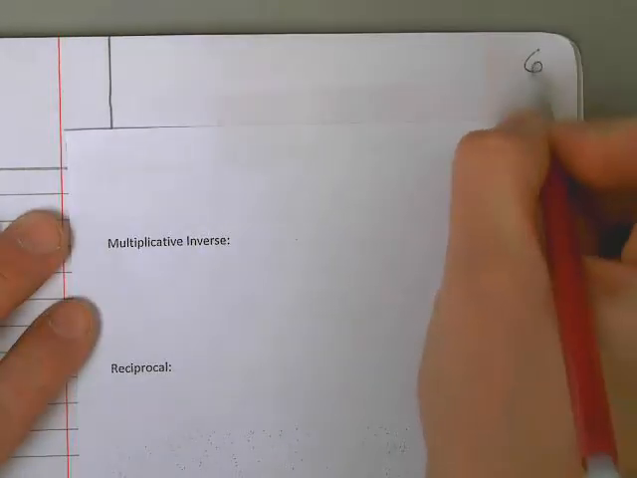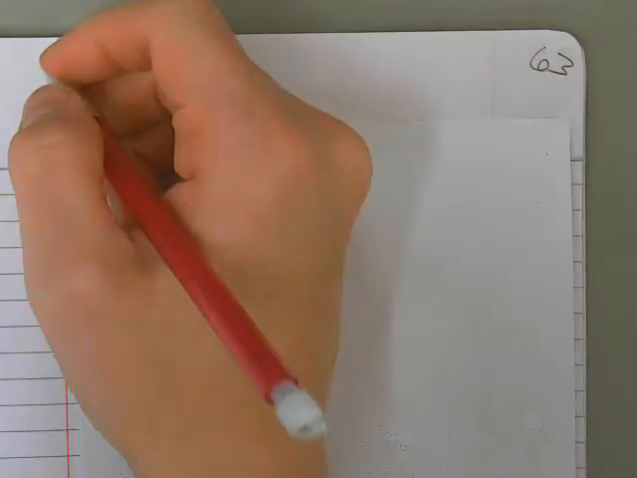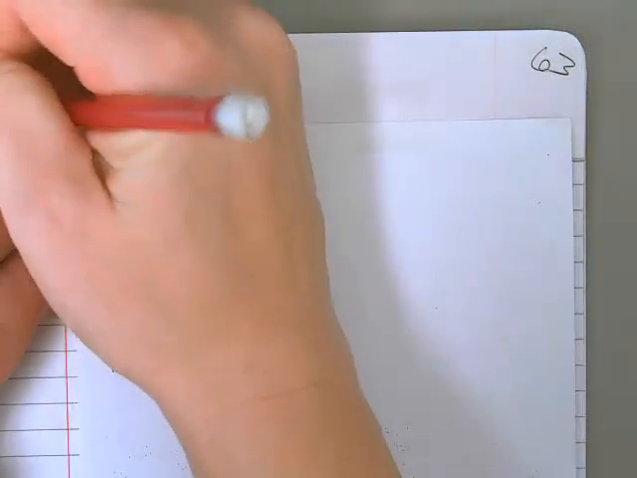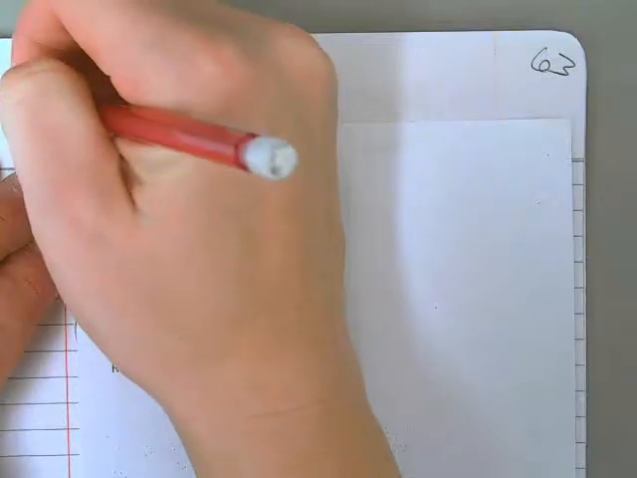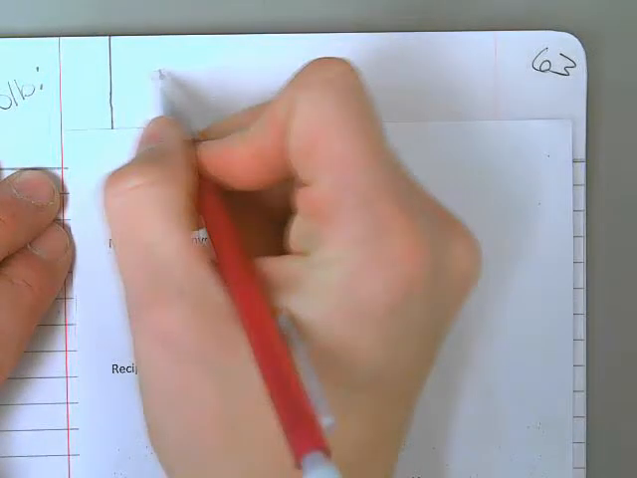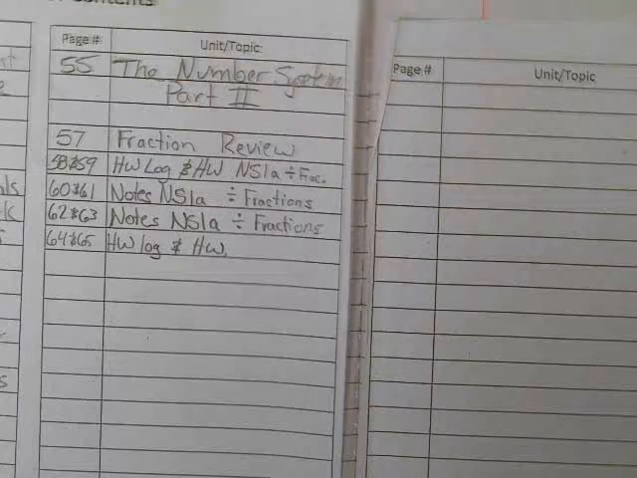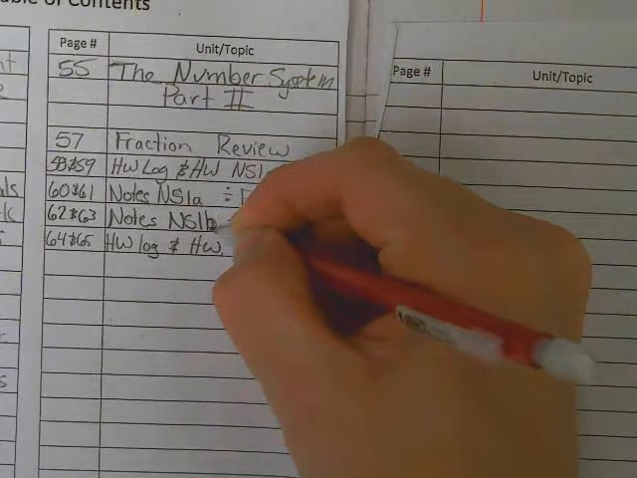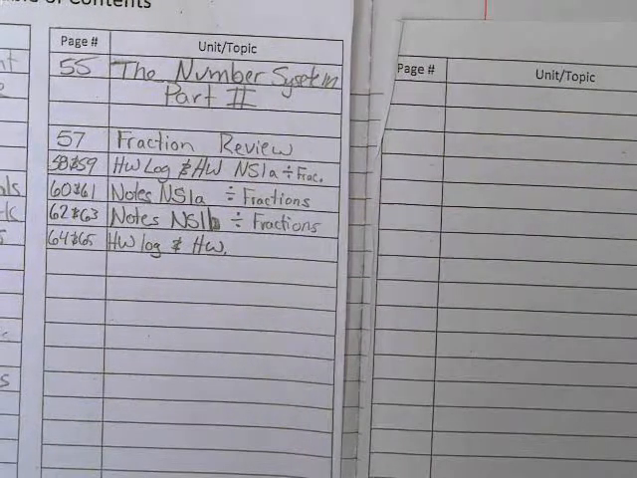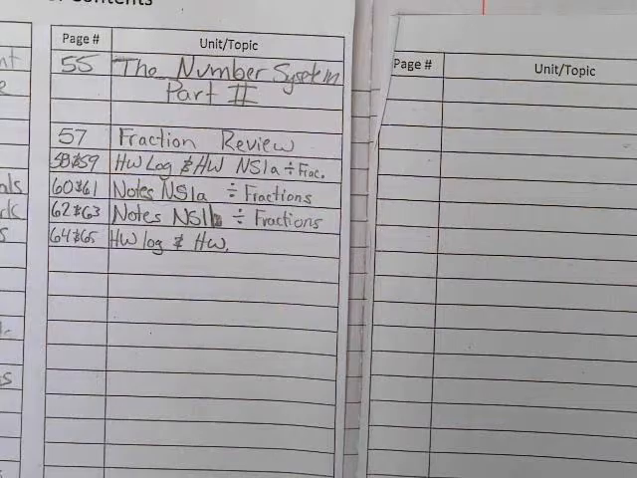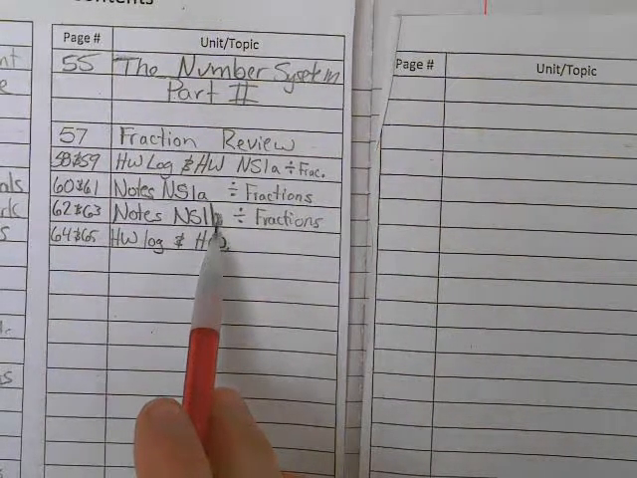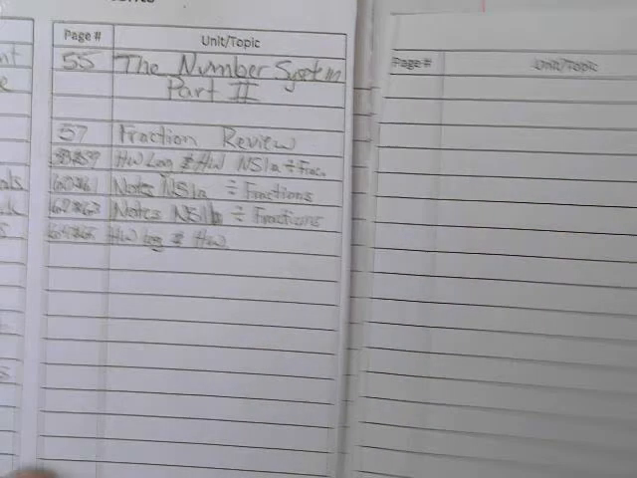So if we go back to page 62, we've got that page, and then page 63, which is NS1B, I can divide fractions. Oh, and actually on the homework log I said 1A, but it's supposed to be a B. So go ahead and make that change. On the table of contents it should be NS1B, divide fractions.